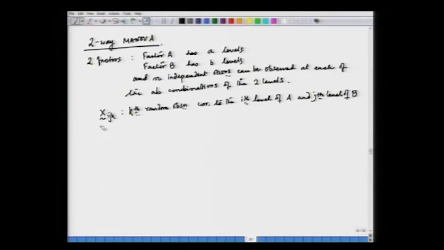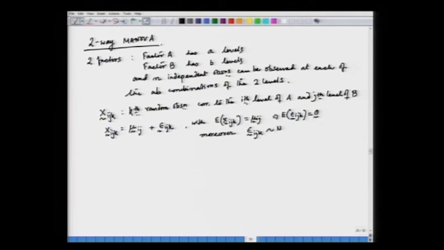Again, I assume a very simple model for this MANOVA analysis, and I have x_ijk equal to mu_ij plus the error part, where mu_ij is the mean effect part. With expectation of x_ijk being mu_ij, this implies the error has mean vector equal to the null vector. Moreover, for the inference part, I have some distributional assumption. I assume the error follows a p-variate normal distribution with mean as the null vector and variance covariance matrix as sigma.